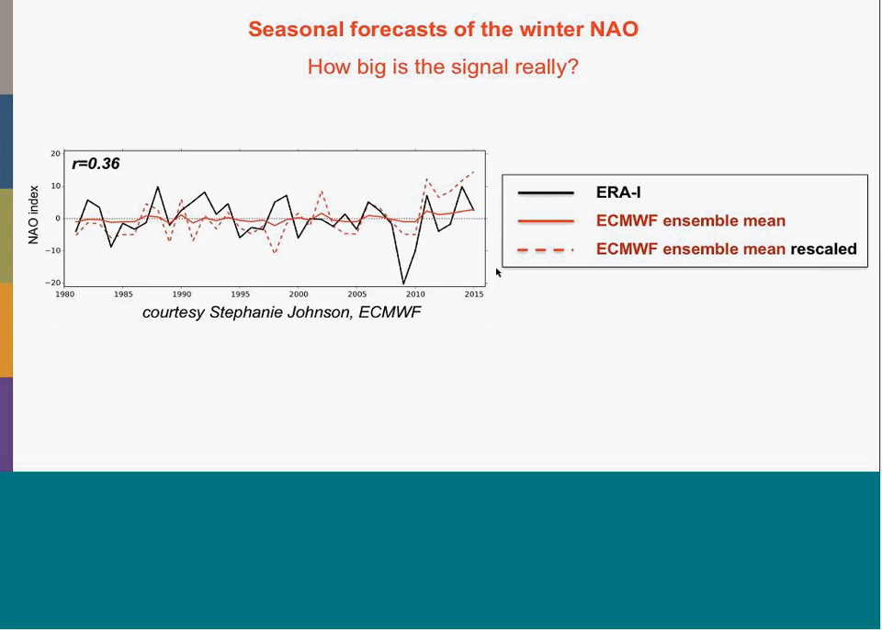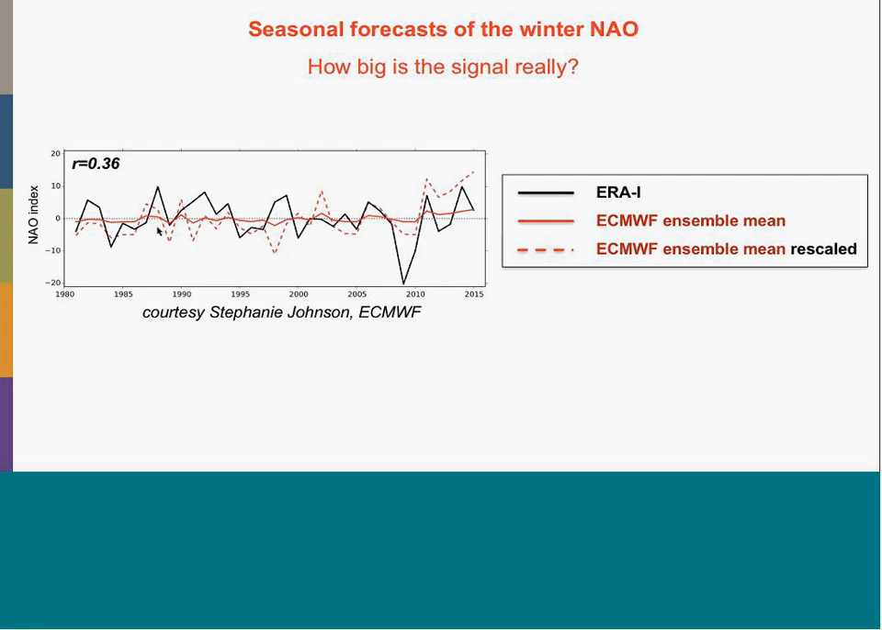Coming back to the question of the signal-to-noise ratio, this shows just as an example how big the signal really is in forecasting the winter NAO. And this is an example from the ECMWF model. I'm sure with the other models that are out there, the problem is similar. We see here in black reanalysis values of an NAO index, and then in red data from ensemble mean simulations of the ECMWF operational system. And in the solid red line, you see the signal of the ensemble mean, what we normally call the signal, and you see how small it is compared to the observed anomalies in the reanalysis.